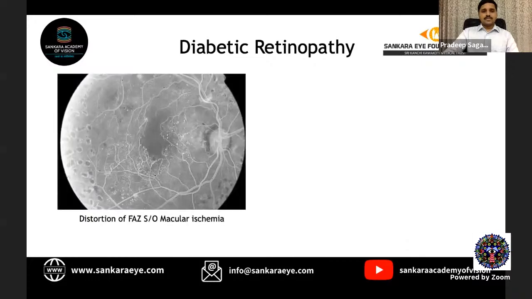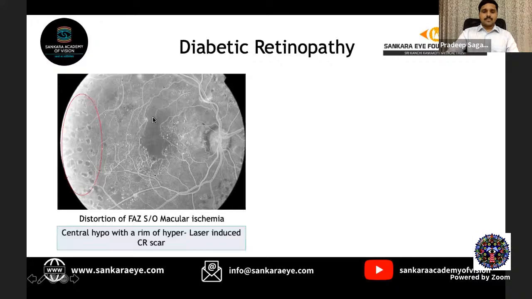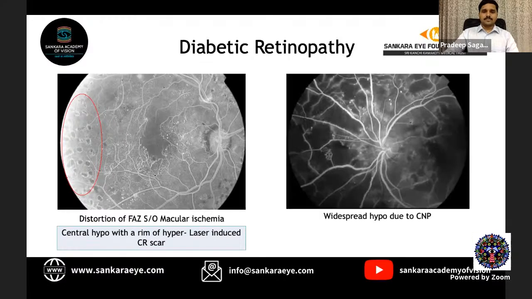So the other findings we see in diabetic retinopathy include distortion of foveal avascular zone, which is suggestive of macular ischemia. Here we can see that the shape of the foveal avascular zone is altered, and again we can see that the size is significantly increased. The laser-induced chorioretinal scars are usually seen as areas of central hypofluorescence with a rim of hyperfluorescence.